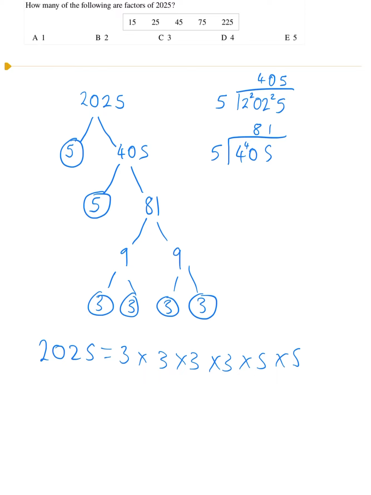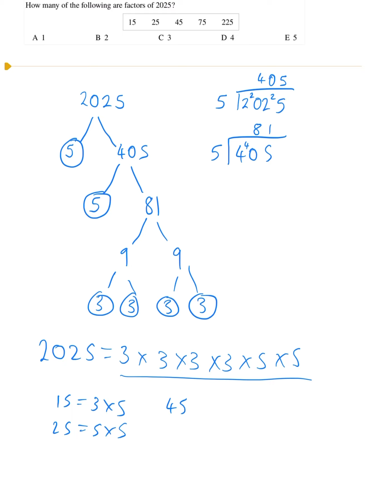Now, what numbers can we make out of that factor list using these numbers here? Well, I can make 15. 15 is 3 times by 5. So 15 is a factor. Okay, can I make 25? Yes, that's 5 times 5. 25 is 5 times 5. So we can make those two.